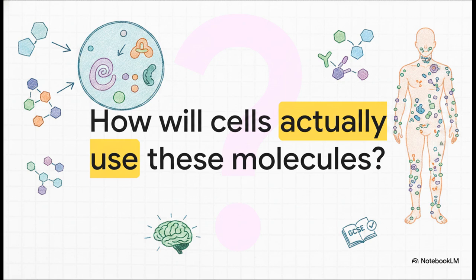But I want to leave you with this final, bigger picture thought. Now that you've digested and absorbed all these brilliant little molecules, how will your individual cells actually use them to keep you alive? Well, those simple sugars are going to be rushed straight to your cells to fuel aerobic respiration, giving you energy. And those amino acids, they'll be reassembled to build brand new proteins, antibodies, and even new enzymes.